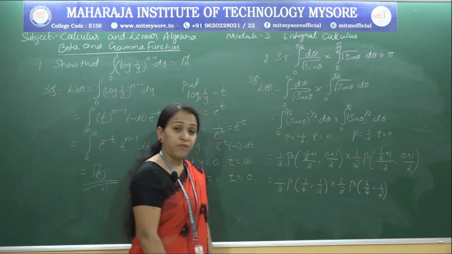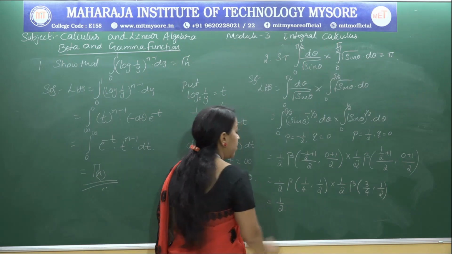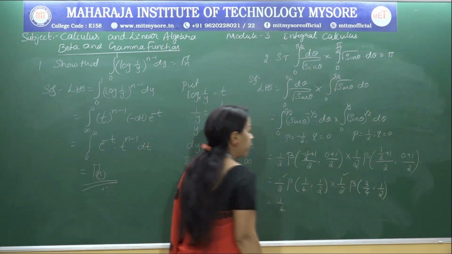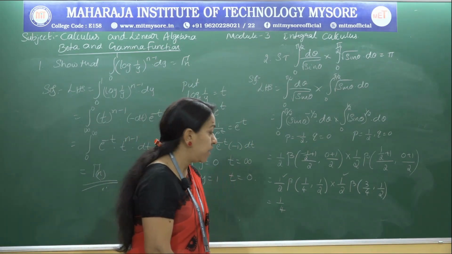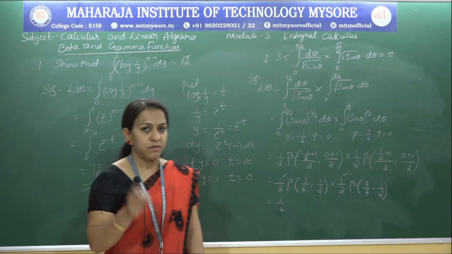Now apply the relation between beta and gamma functions. That means I have to get a pi value, right? So, 1 by 2 into 1 by 2, I can make it as 1 by 4. Now, we know the relation between beta and gamma, that is beta m comma n is gamma m into gamma n by gamma m plus n, right?